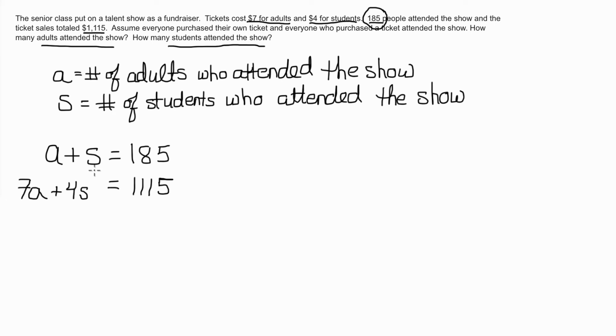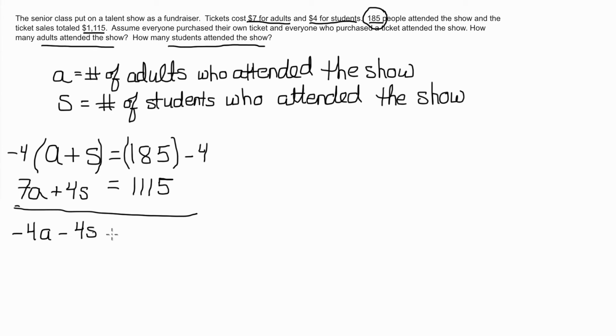So I'm thinking the easiest thing to do is going to be to multiply this one by -4, because then I can get the 4s to go away. Okay, so I need to do both sides -4. So then this is going to be -4a minus 4s equals, and then 185 times -4 is going to be -740. Okay, and then underneath I'm going to write what I had before, which is 7a plus 4s equals 1,115. And then I just add them together.